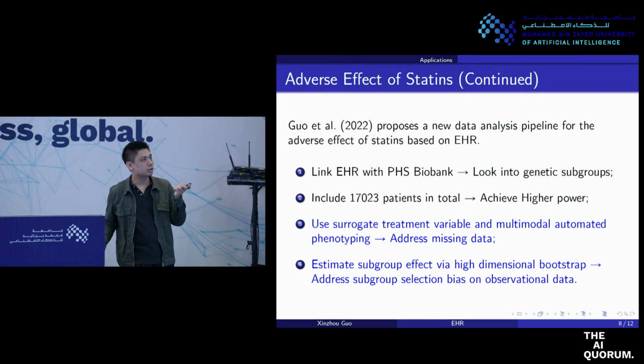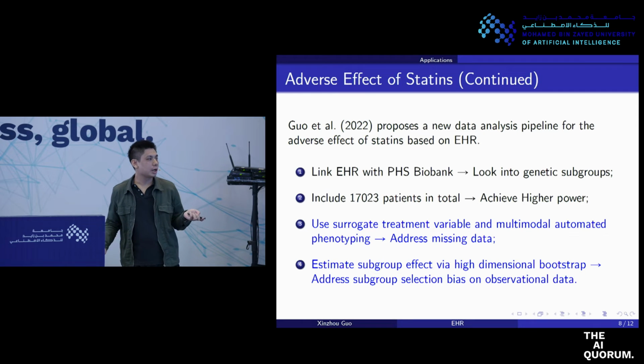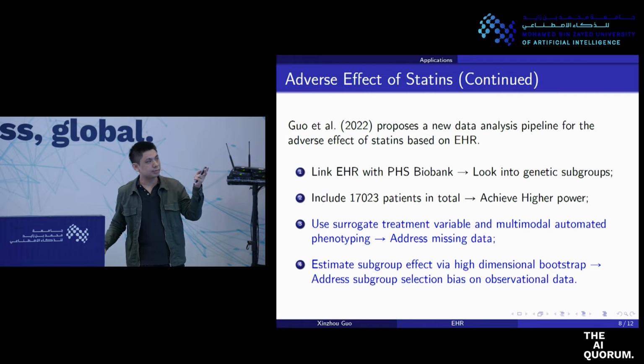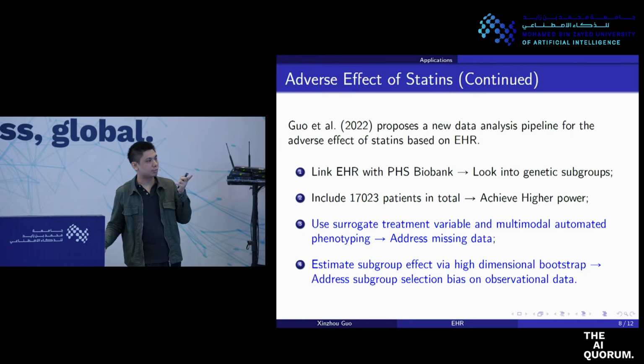And second, in this EHR data, we can include 13,000 patients in total. This can help us to achieve higher power in subgroup analysis. Certainly these are two benefits, but as we mentioned, to make the subgroup analysis on EHR come true, we also need to address some problems and develop a proper statistical method. So the third and fourth points are what we developed.